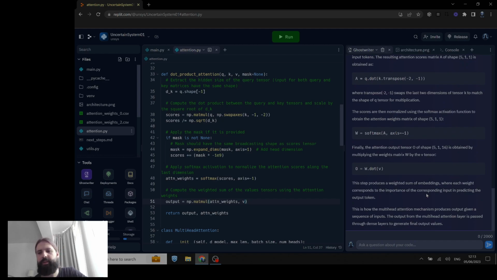This step produces a weighted sum of embeddings, where each weight corresponds to the importance of the corresponding input in predicting the output token. Okay, so this is where I get lost. But how? You have an attention matrix.